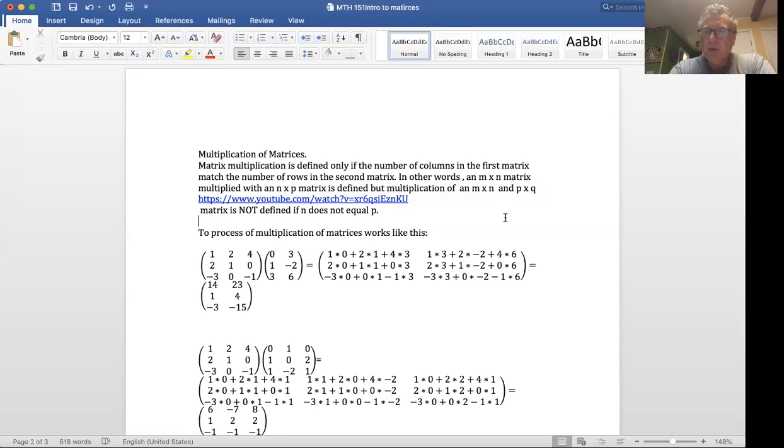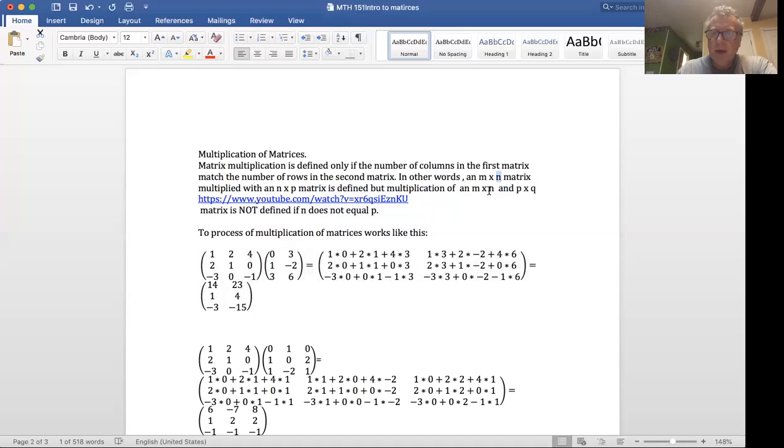So let's suppose we're going to multiply an M by N matrix. That means we have M rows and N columns. We're going to do this with an N by P matrix. That means we have N rows and P columns. The result will be an M by P matrix. What's important here is that this N, the number of rows in the second one, matches the number of columns in the first one.